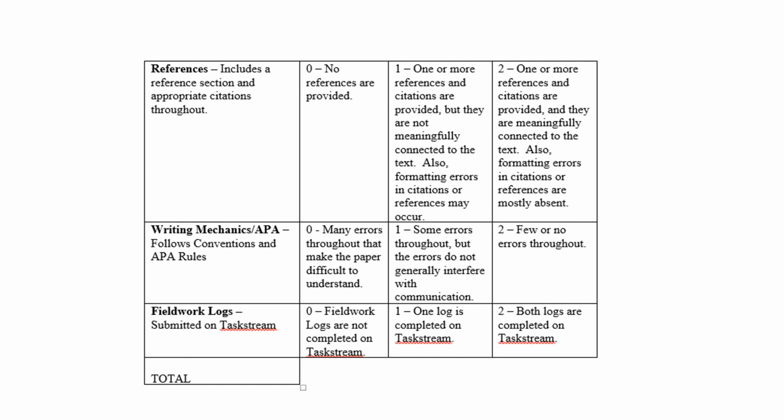References should be included, and you shouldn't put a reference in that doesn't have a citation in the text and vice versa. You shouldn't have a citation without a reference. Writing mechanics and APA conventions are going to be included, so make sure you proof your papers. There shouldn't be any spelling errors. And finally, yes, there is a part of the rubric that scores whether or not you submitted your 2 fieldwork logs on TaskStream.